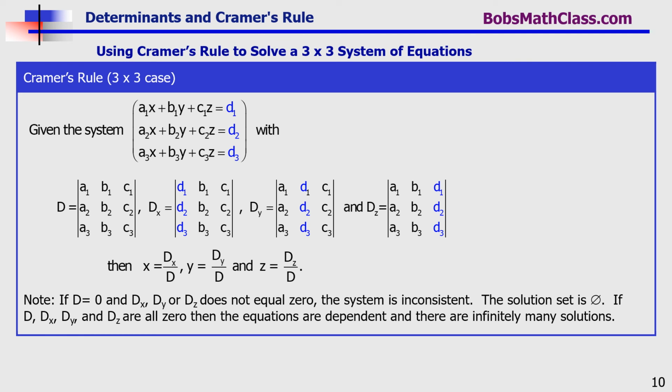Same note as last time. If d equals 0, we got to keep going. If one of them, if dx, dy, or dz does not equal 0, then it's inconsistent. The solution is no solution. If they're all 0, if d, dx, dy, and dz are all zeros, then the equations are dependent and there's infinitely many solutions.